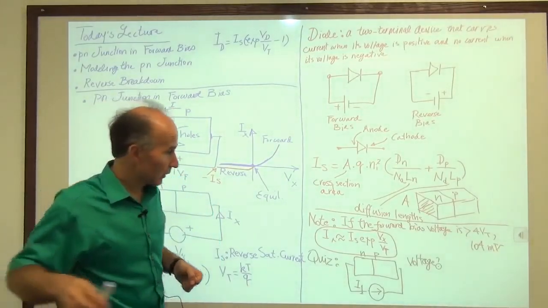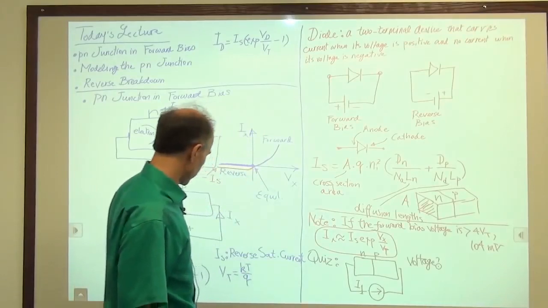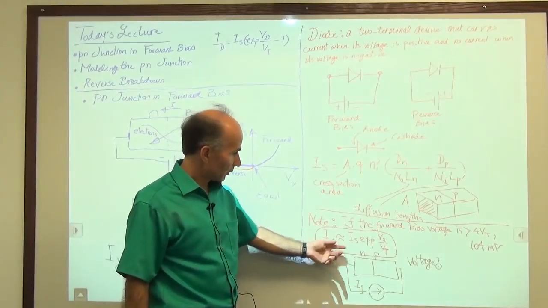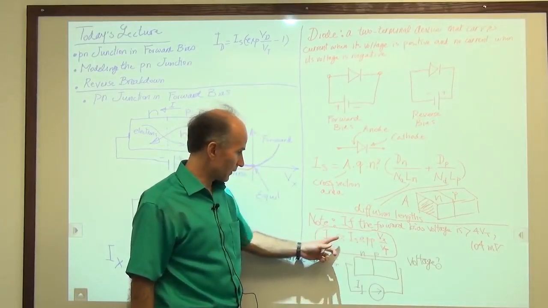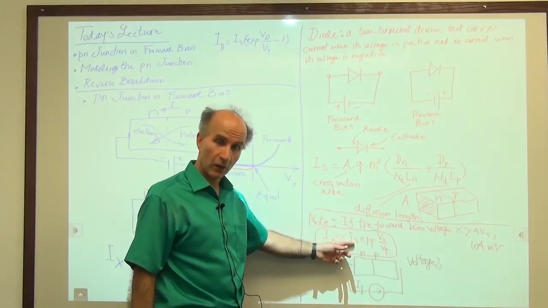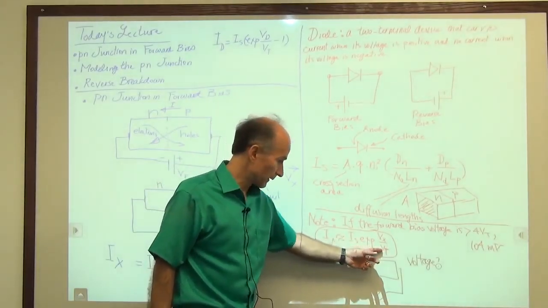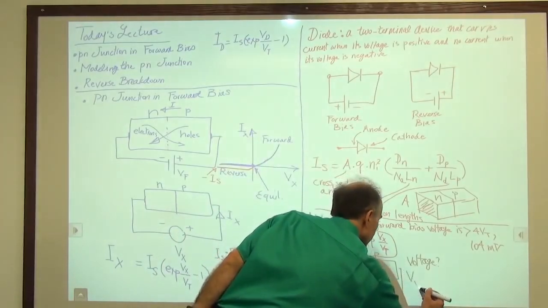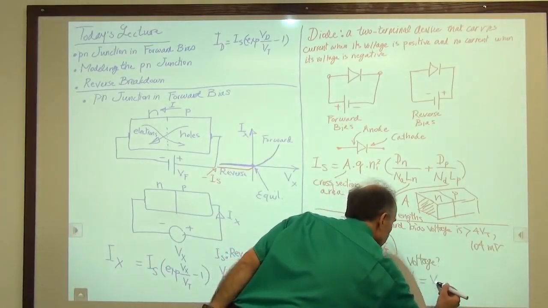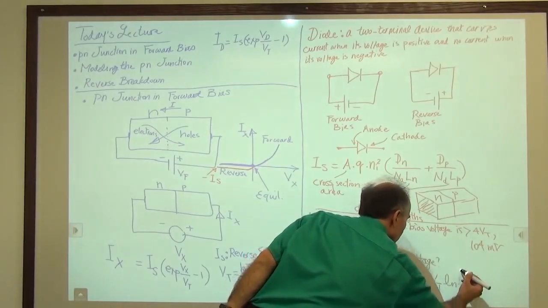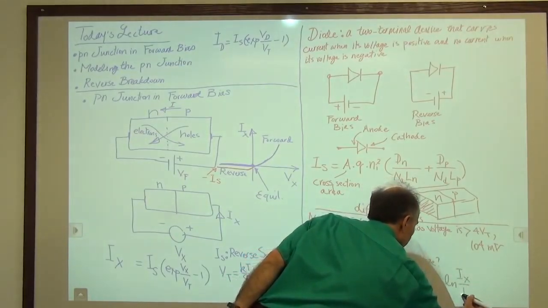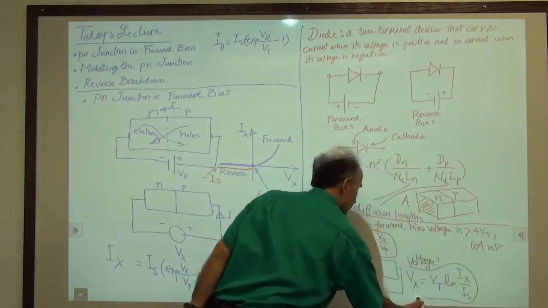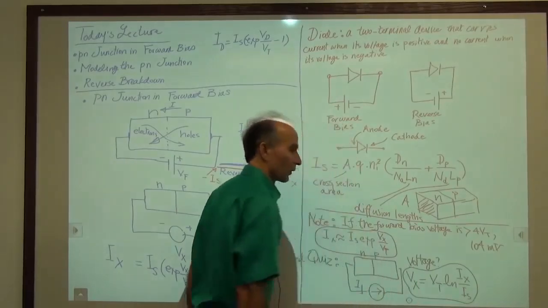So if we are looking for the voltage, we just go back to our equation, or even the simple equation, and we say we are looking for Vx in terms of Ix. So we just divide by Is, take the natural log of both sides, multiply by Vt, and that will give us Vx. So we can say Vx is equal to Vt log of Ix over Is. And that is the equation relating the current and the voltage in this form.